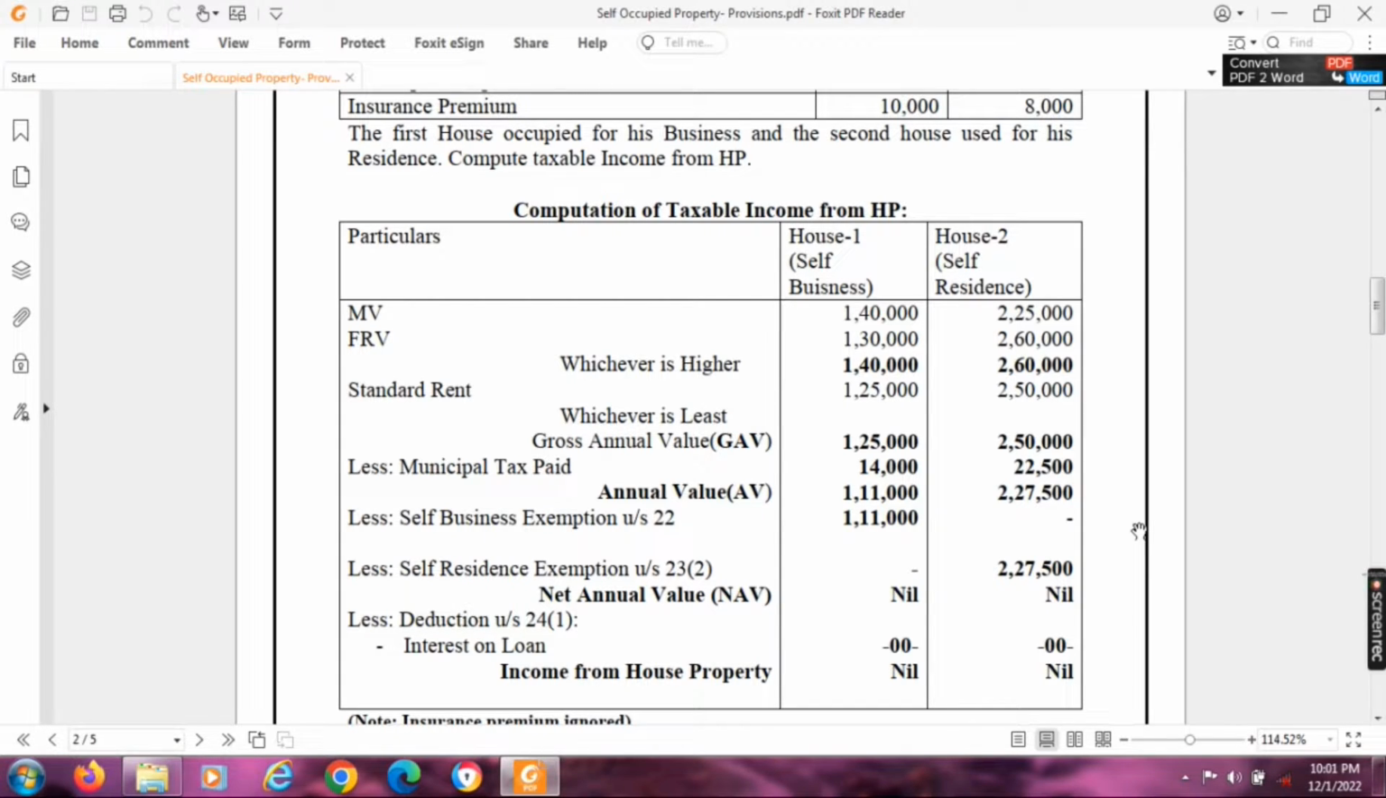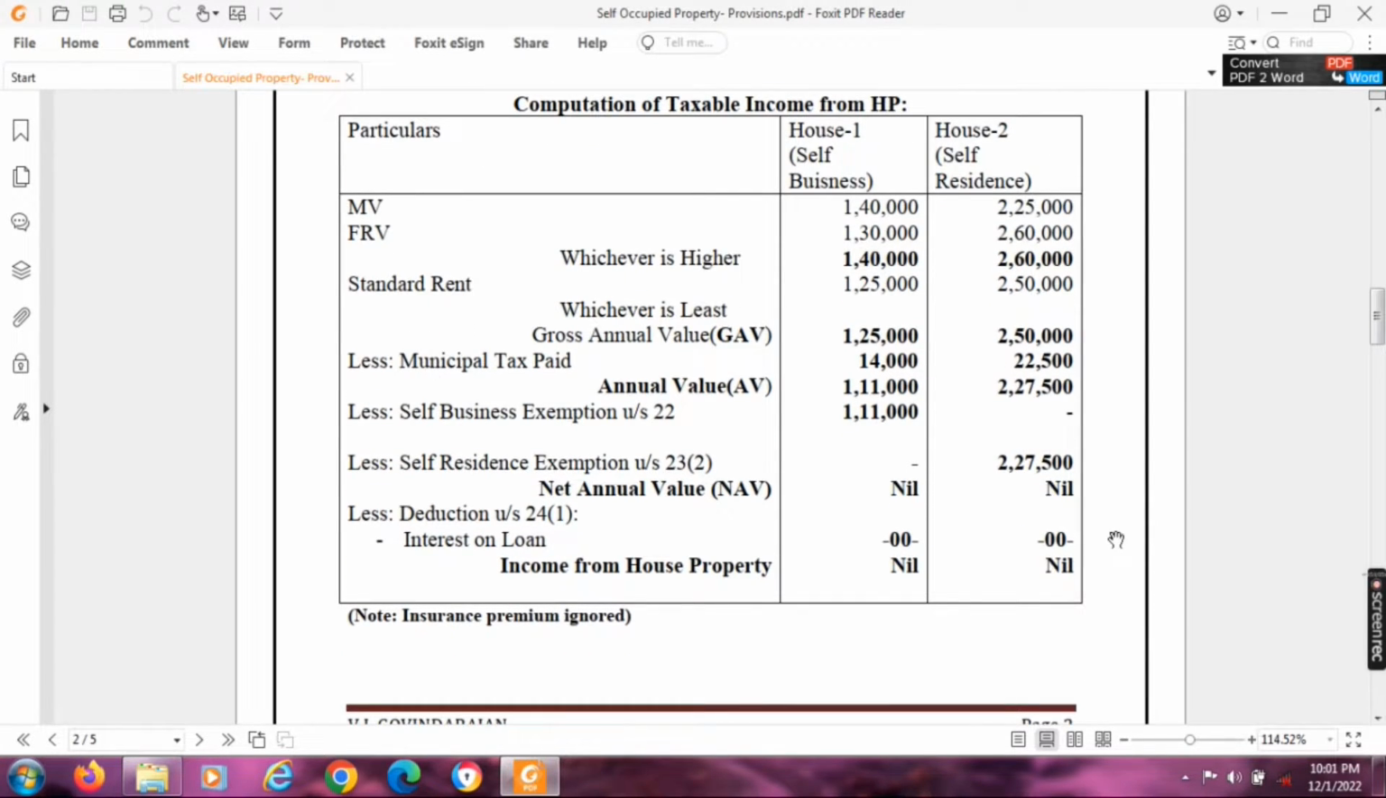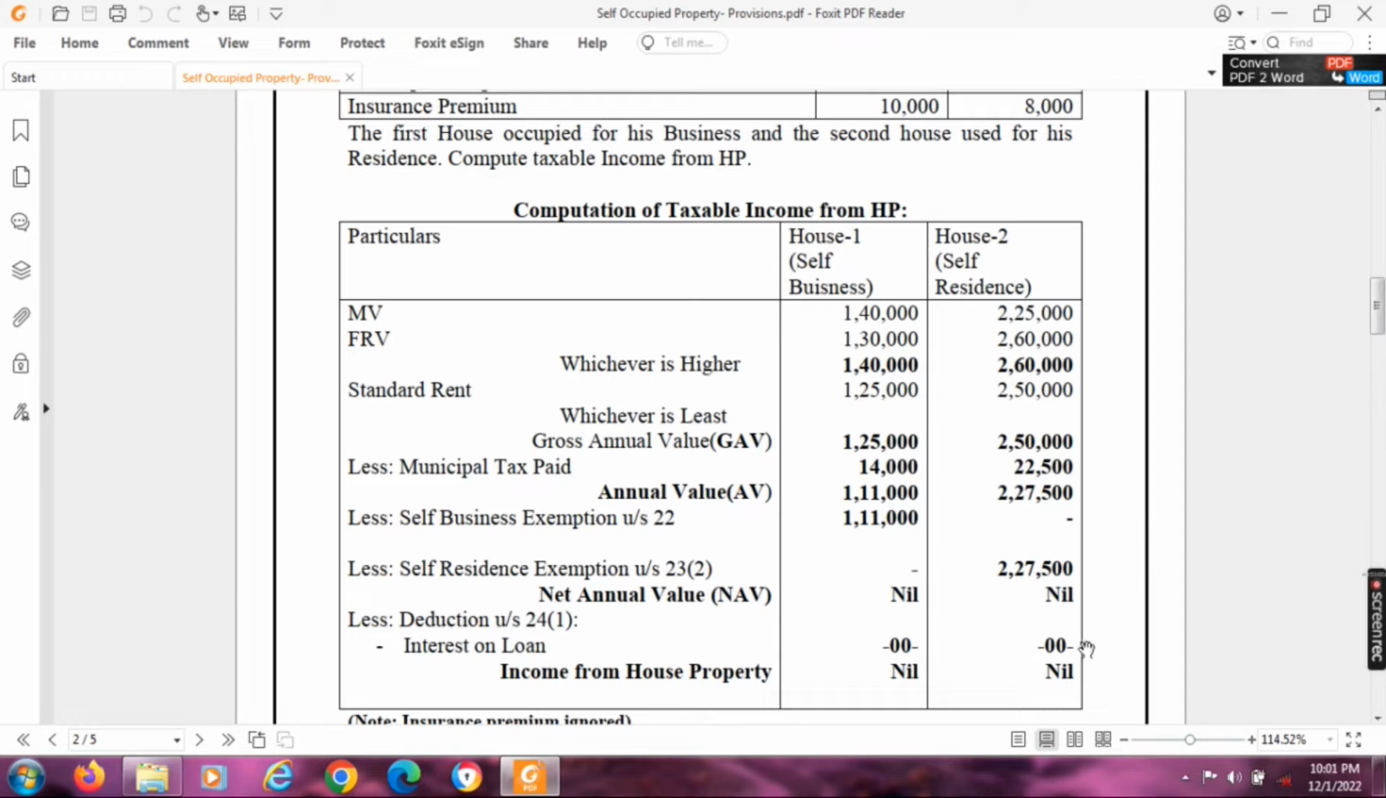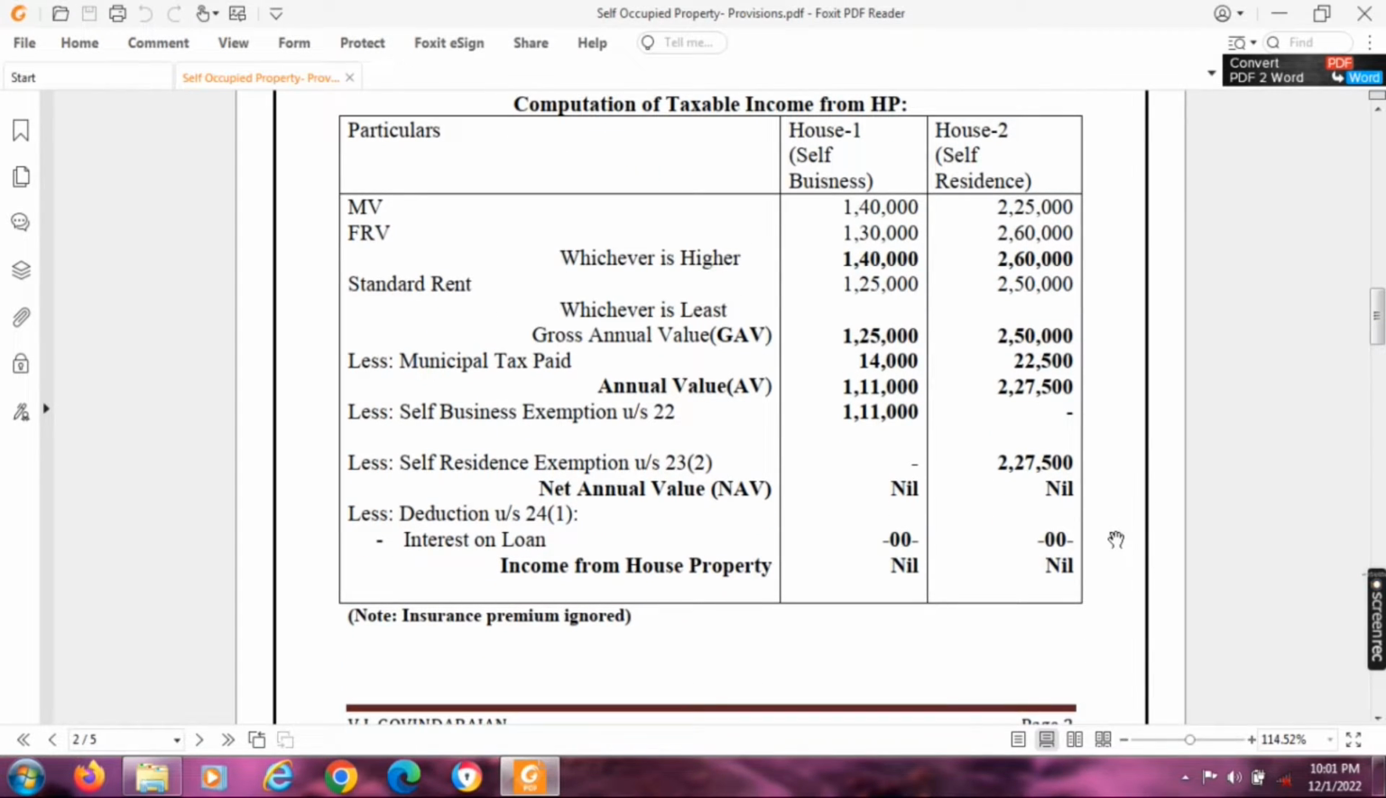The first house was occupied for self-business, so we can claim self-business exemption under section 22. 100% of the annual value is exempted. Next, self-residence exemption under section 23, subsection 2 for the self-residence property. So 100%. So the net annual value for both the properties will be nil.